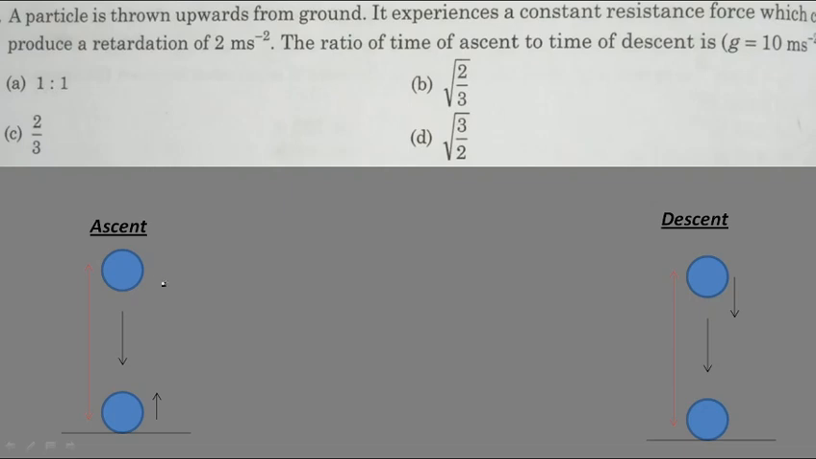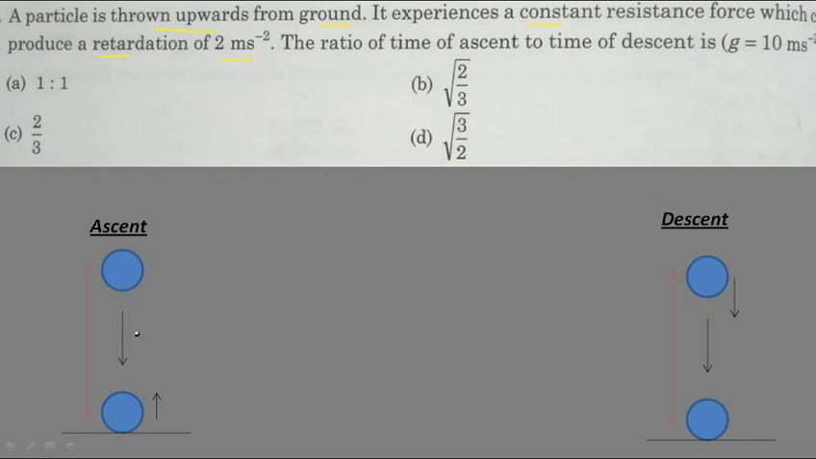Okay, we have a question here. It says the particle is thrown upwards from the ground. It experiences a constant resistance force which produces a retardation of 2 meter per second square. That means, clearly, it will be opposite to the motion.